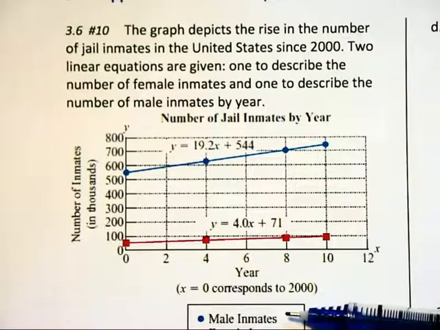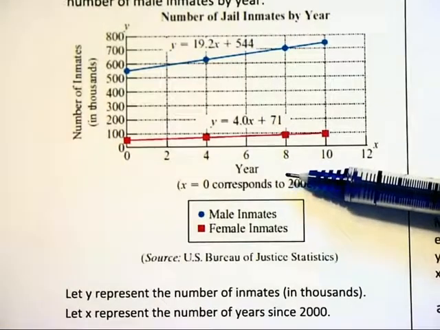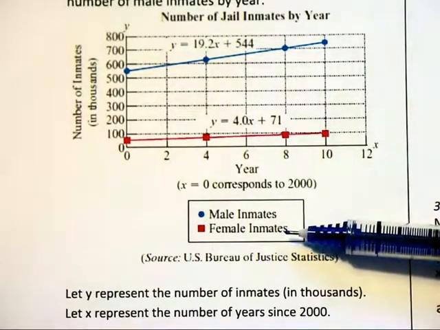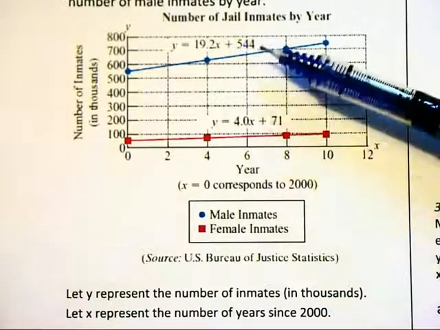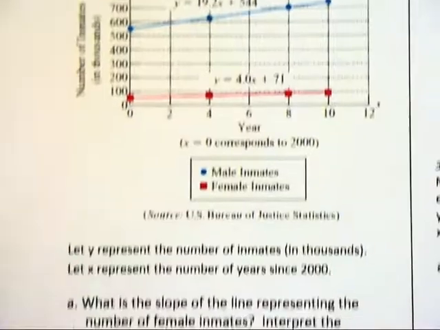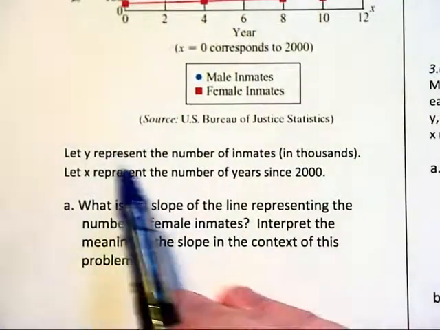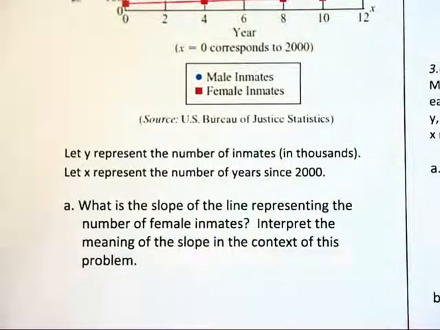And we actually have two graphs in one because the blue graph is that for the male inmates and the pink squares are for the female inmates. And we have the equation of these two lines given to us, and it also tells us beneath the graph that y represents the number of inmates in thousands and x represents the number of years since 2000. So it's always important to take a close look at what explanations, what units you have given to you on a graph before you really dive in.